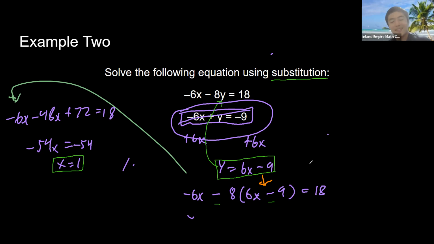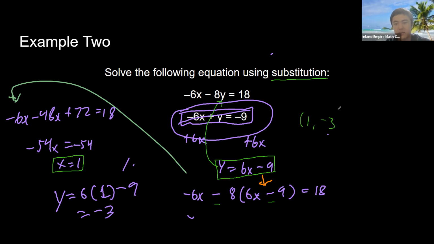Okay, so again, like Jonathan said, y is equal to 6x minus 9. So that means if x equals 1, you just replace the x with 1. So y is equal to 6 times 1 minus 9. So that means y is just -3. Okay, so that means the official solution to the system of equations would be (1, -3). And that would be the solution.